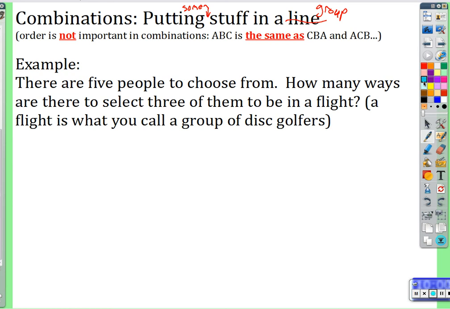Once you have the three people, you can't put them in different orders. That's what we just got done doing. That's permutations. They're already in a group. To put them in all the different orders that they can go in would be too much. So it's just the three people.